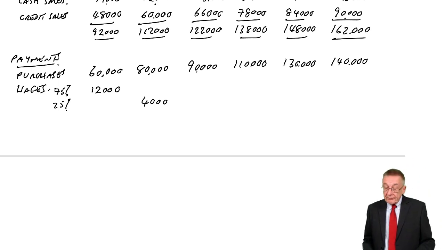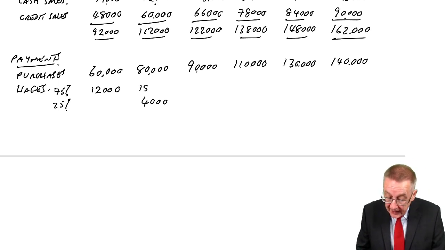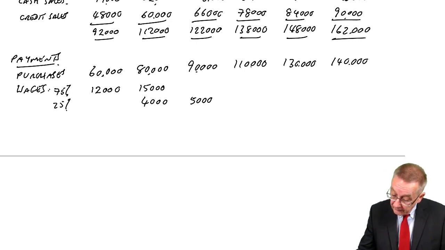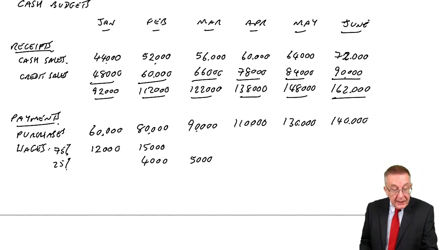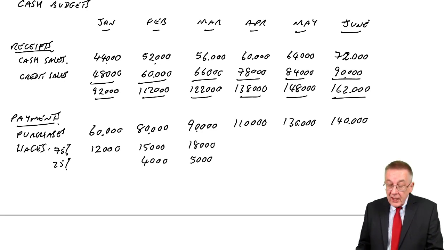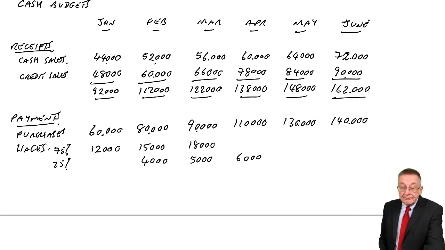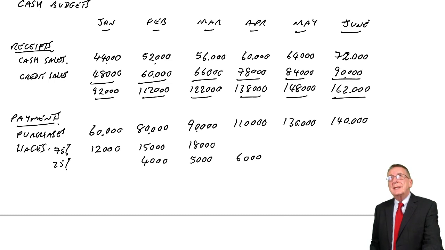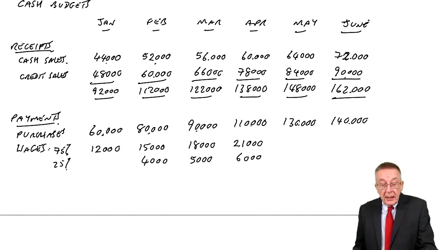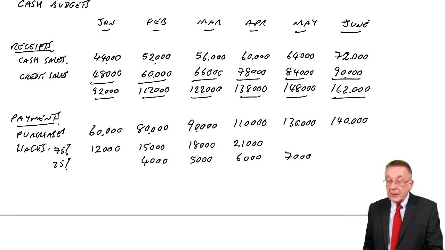February's wages are 20. 75% of 20,000, which is 15,000, will be paid in February. The other 25%, or 5,000, will be paid in March. March's wages, 24, where are we? Yes, 24,000. 75% is 18, paid in March. 25%, or 6,000, in the following month. April, 75% of 28 is 21,000, paid in April. The other 25%, 7,000, in the following month, which is May.